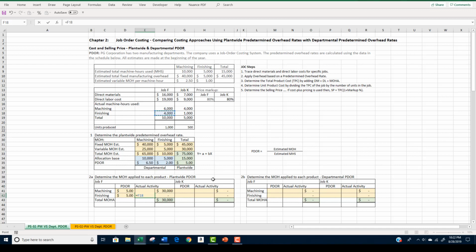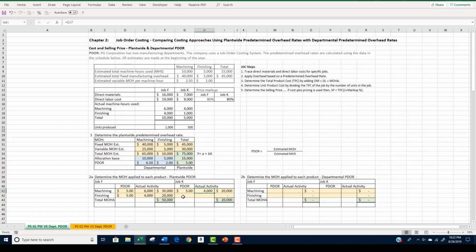So the total manufacturing overhead to be applied for job F is $50,000. We are doing exactly the same thing for job K. We take the PDOR of $5 per machine hour and apply it to both departments.